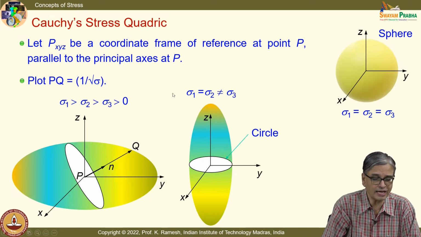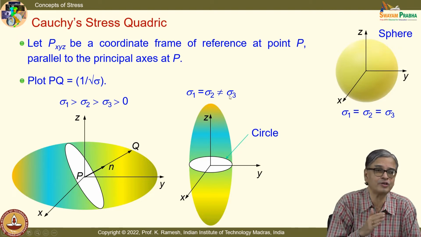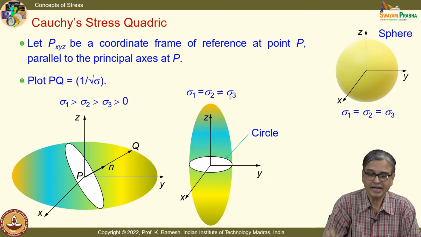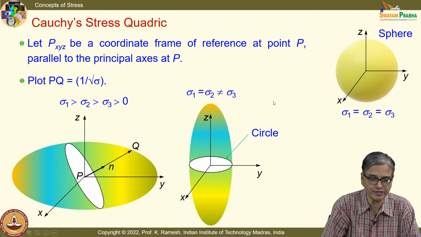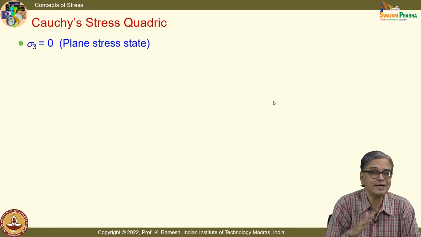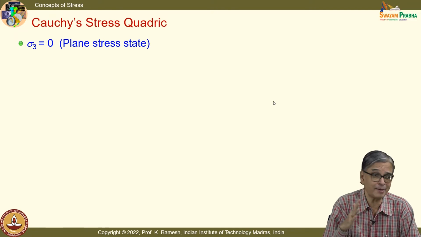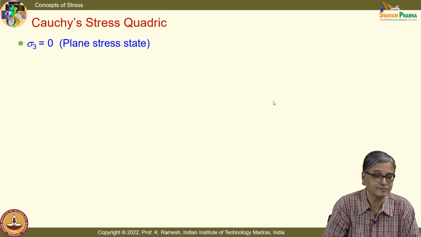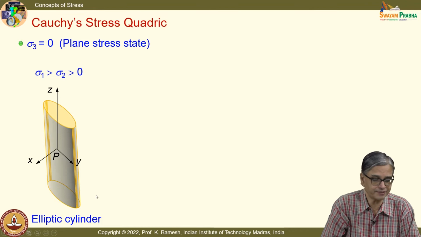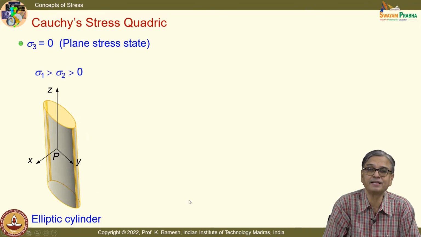Even for other cases, when I come down to a planar situation, you get beautiful geometrical patterns. This was credited to Cauchy, and we have already seen that Cauchy was responsible for establishing the concept of the stress tensor. That happened in 1822. Suppose I take a plane stress state, with sigma 1 greater than sigma 2 and both positive, then I get an elliptic cylinder.